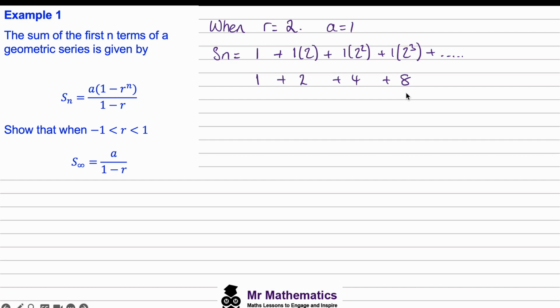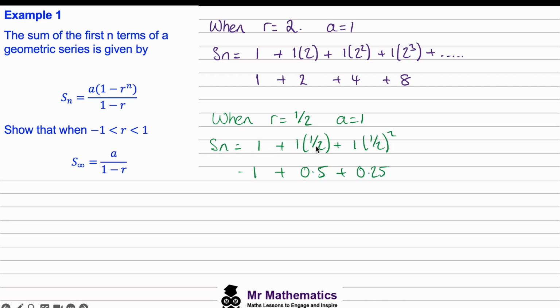But if the ratio r is less than 1, each term gets smaller and smaller, because you're multiplying by a fraction. If we look at this example, when r is a half, and the first term again is 1, then the sum will be 1, the next term a half, the next term a half times a half is a quarter, and then a half of this will be an eighth or 0.125.